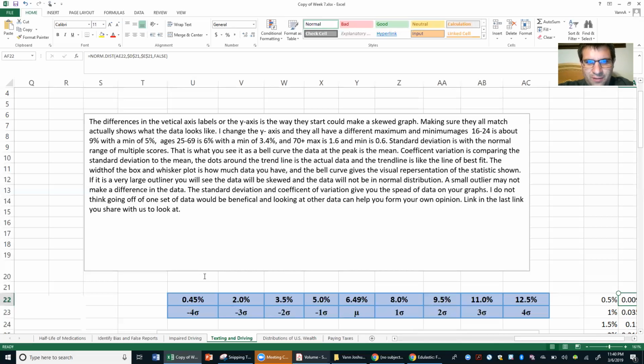The standard deviation and coefficient of variation give you the spread of data on your graphs. I do not think giving off one set of data would be beneficial, and looking at other data can help you from your own opinion.